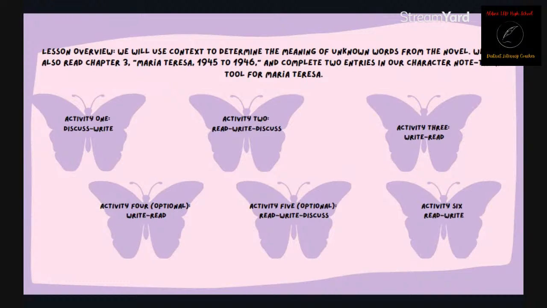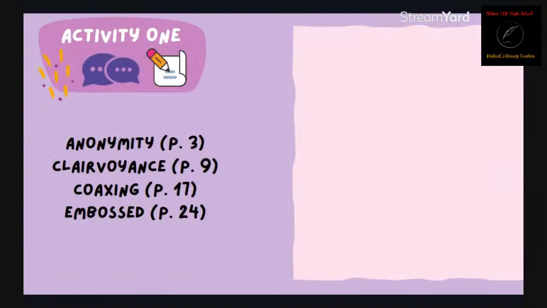For the lesson overview, we will use context to determine the meaning of unknown words from the novel. We will also read chapter 3, Maria Teresa, 1945 to 1946, and complete 2 entries in our character note-taking tool for Maria Teresa. So to kick off lesson 6, students work with a partner to find and highlight the vocabulary words on the screen, which have enough context in the passage to determine their meaning.